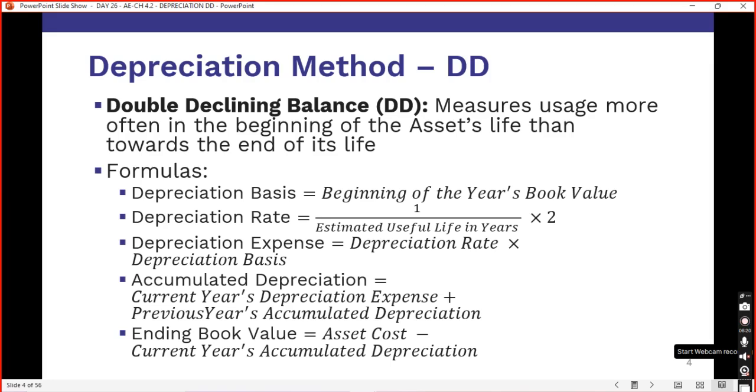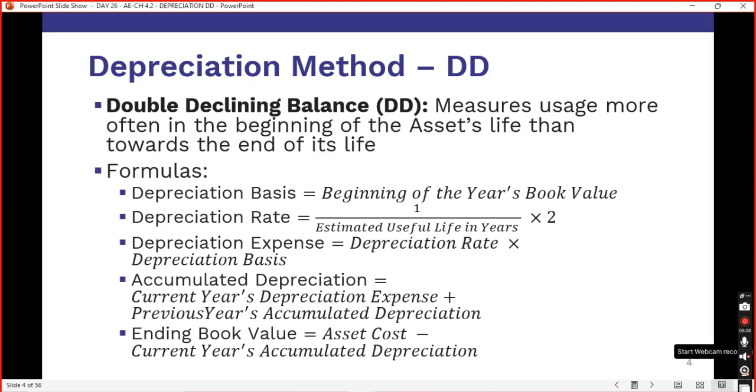So this is it. You're going to take 1 and divide that over the estimated useful life in years, right? And multiply it by 2. That's double declining. And then depreciation expense is going to be basis times rate. Okay, pretty straightforward, basis times rate.